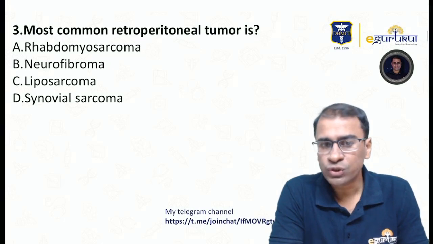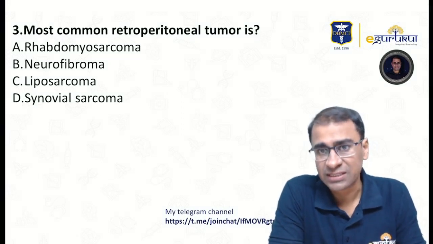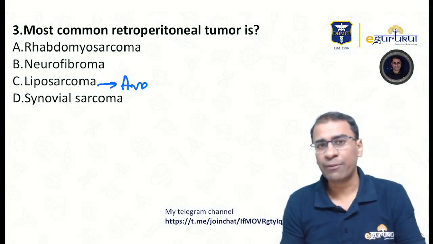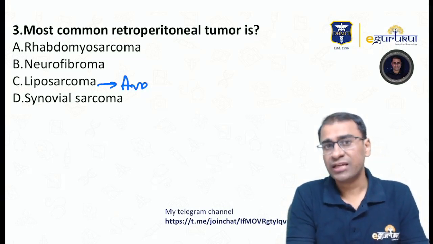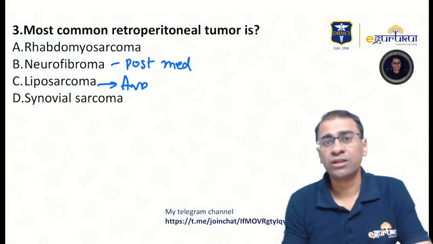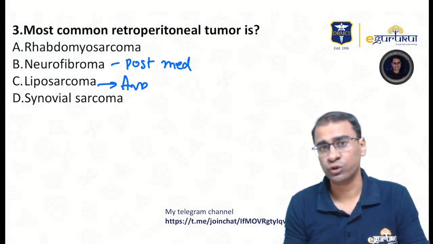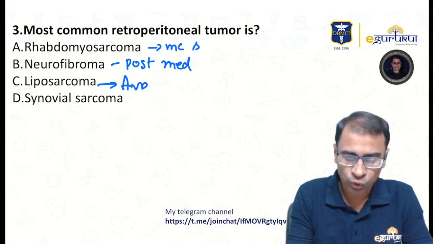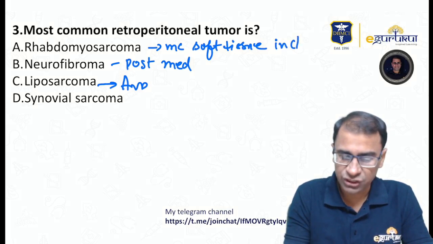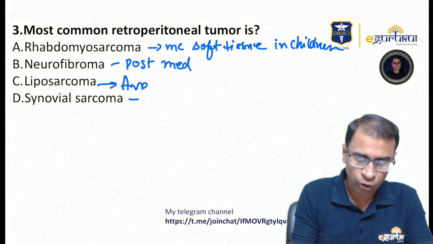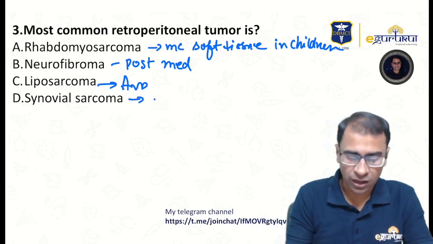Question 3. The most common retroperitoneal tumor is, guys, remember, liposarcoma. Remember, neurofibroma is a tumor of the nerves, so neurofibroma will actually be in the posterior mediastinum, but is not the most common. In fact, neuroma might be the most common posterior tumor, but definitely not neurofibroma. Rhabdomyosarcoma is the most common soft tissue tumor in children, but definitely not the retroperitoneal tumor. And synovial sarcoma is definitely not retroperitoneal. It usually occurs in the joints.